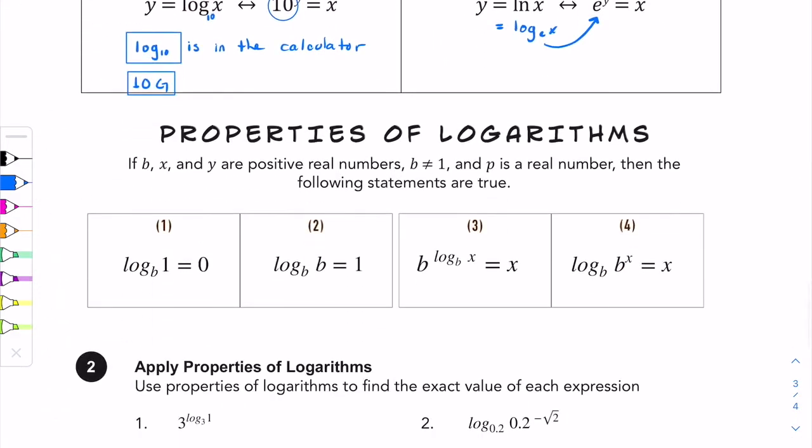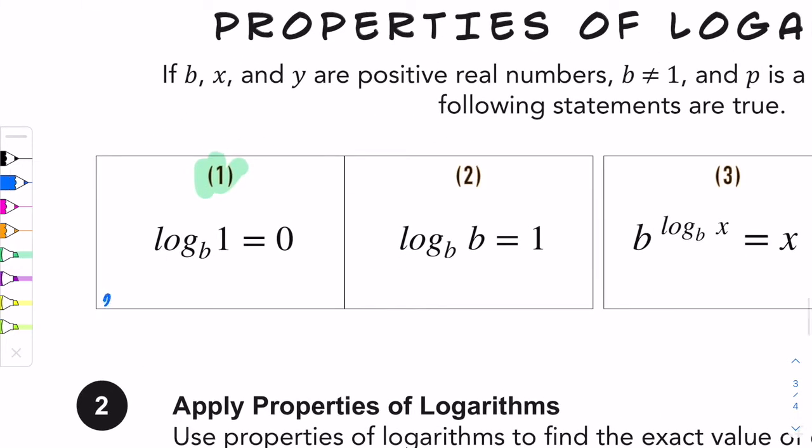All right, properties of logarithms. We're going to go over 4 of them. There are more than this, but on today's notes, we're just going to look at these basic 4 properties. So the first property says that log base b of 1 is equal to 0. That's for any base. An example could be log base 4 of 1 equals 0.